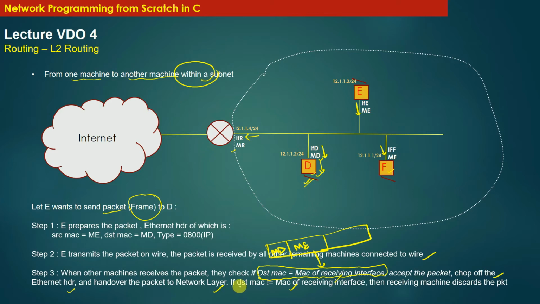If the destination MAC is not equal to the MAC of the receiving interface, then the receiving machine discards the packet. So it means that machine F as well as the L3 router will discard the packet, because the destination MAC specified in the packet is not equal to the MAC address of the receiving interface. So this is how L2 routing is done, that is, machine E is able to send the packet to the intended destination D. But now there are some questions that must be popping up.